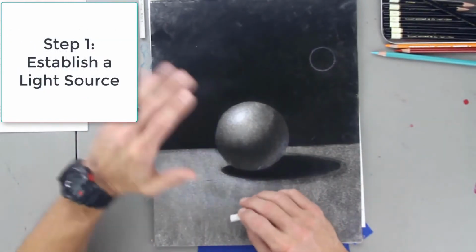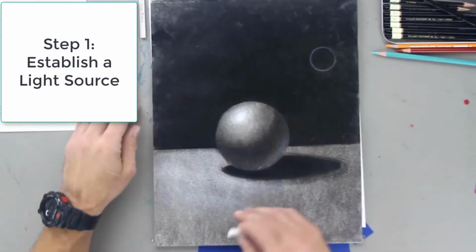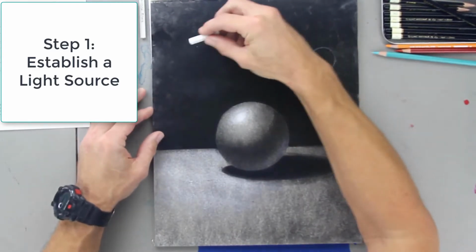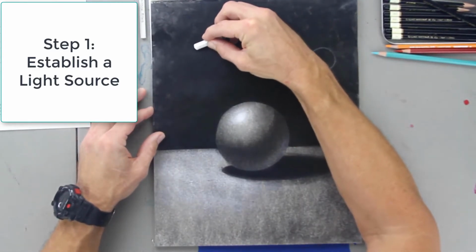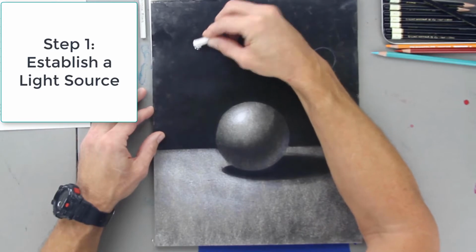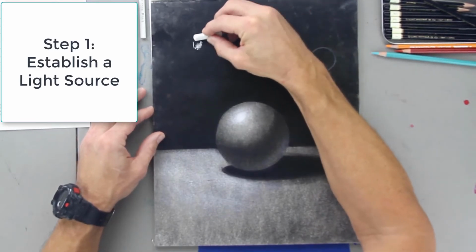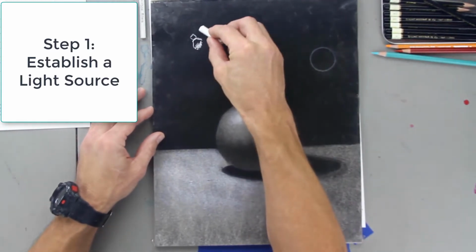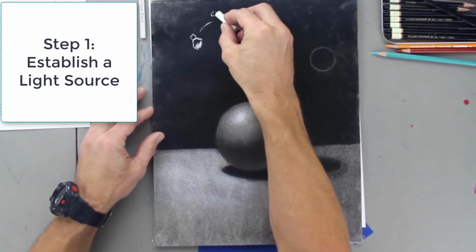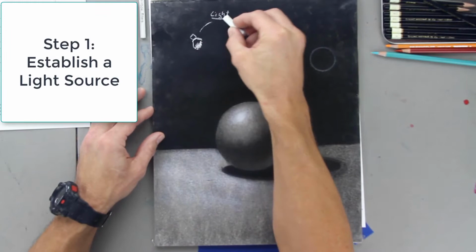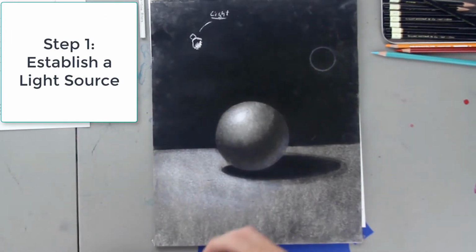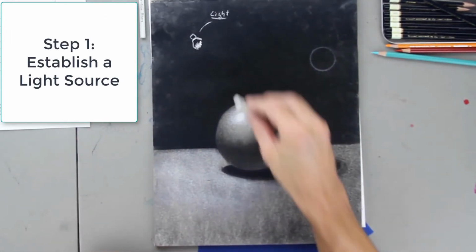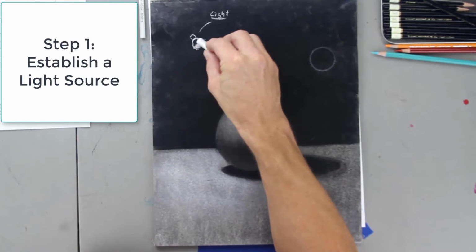So the first thing I want to do is establish a light source. Now because I drew this, I've already determined that my light source is right here. So I'm going to draw a little light right here, and we'll just simply label that light source. Now when light travels, it travels in a straight line. So this is our light.